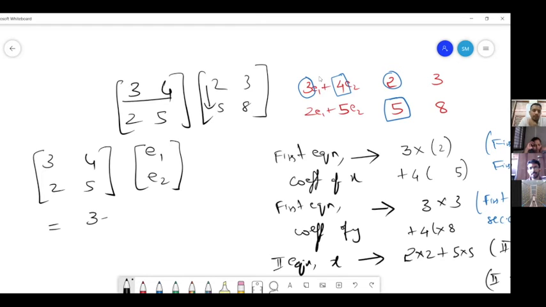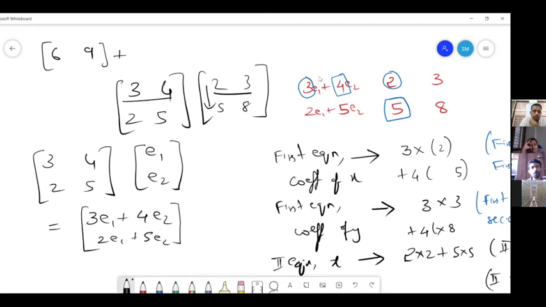3E1 plus 4E2, and next 2E1 plus 5E2. This is another way of visualizing it. So what do I mean by 3E1 plus 4E2? E1 is 2 and 3, so 3 times E1 would be 6 and 9. 4E2 would be 20 and 32. The sum is nothing but 26 and 41. So this is another way of saying matrix multiplication.